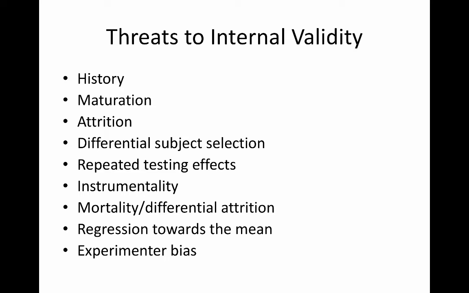Other threats to internal validity that we're going to talk about are history, maturation, attrition, differential subject selection, repeated testing effects, instrumentality, mortality, differential attrition, regression to the mean, and experimental bias.